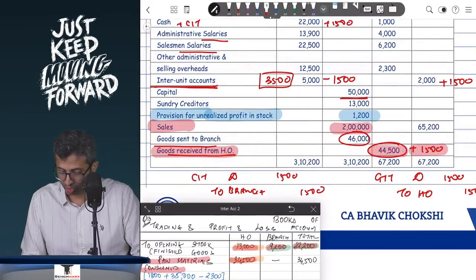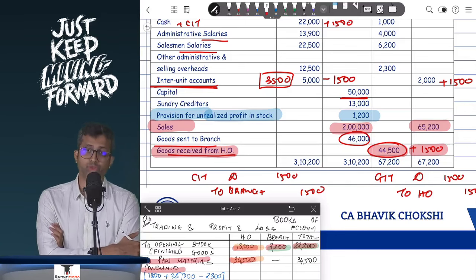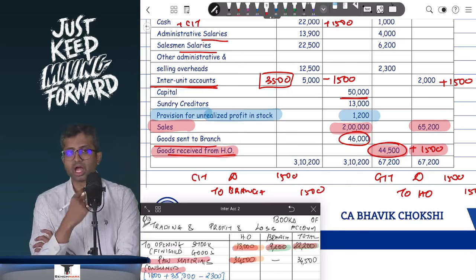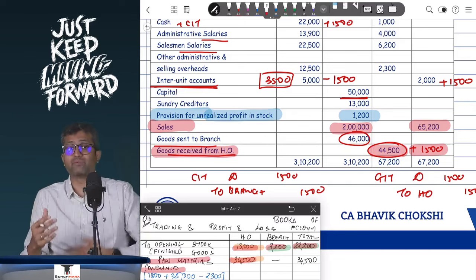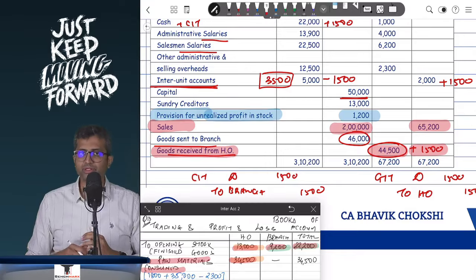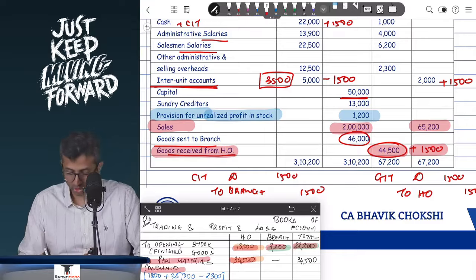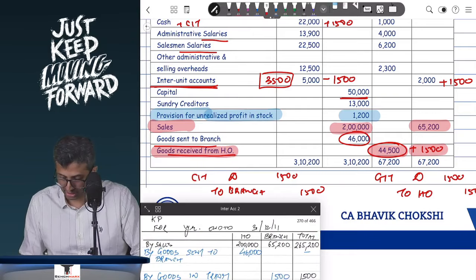Perfect. But I don't have the closing stock. Well, I have it for raw materials, but that is already taken. I don't have the closing stock of finished goods. However, there is a way in which I can find the gross profit. If I can somehow find the gross profit, well, the balancing figure can possibly be the closing stock. So over here, I will book the sales, as you can see, 2 lakhs 65,200.